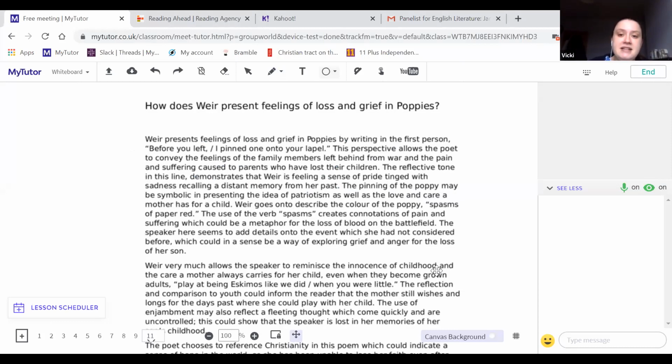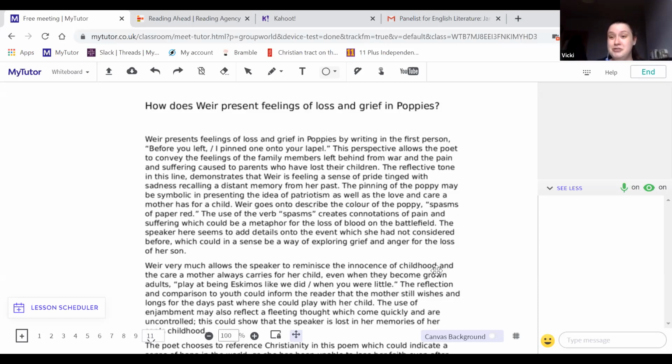This perspective allows the poet to convey the feelings of the family members left behind from war and the pain and suffering caused to parents who have lost their children. The reflective tone in this line demonstrates that Weir is feeling a sense of pride tinged with sadness, recalling a distant memory from her past. The pinning of the poppy may be symbolic in presenting the idea of patriotism.